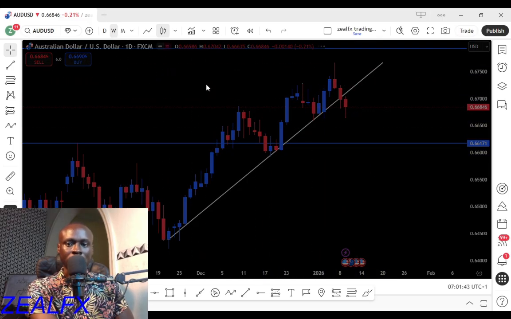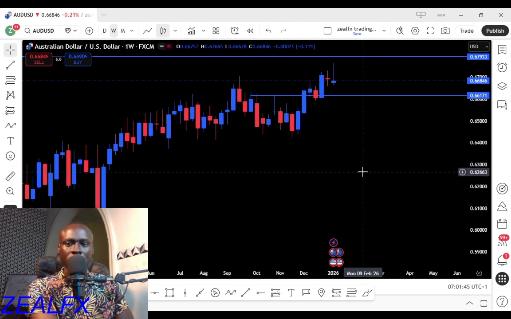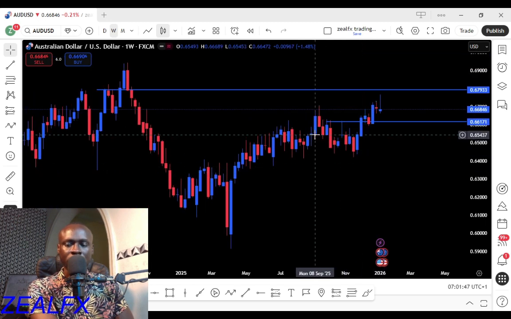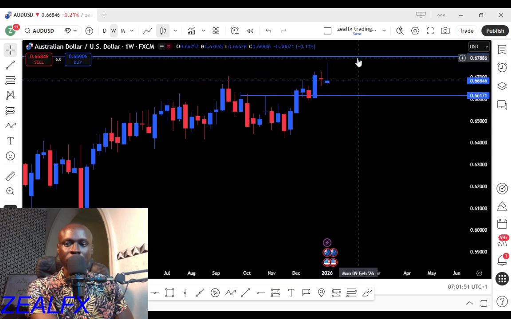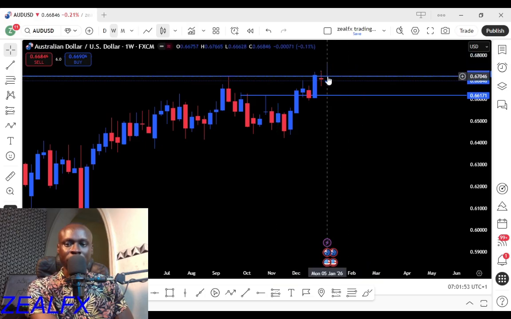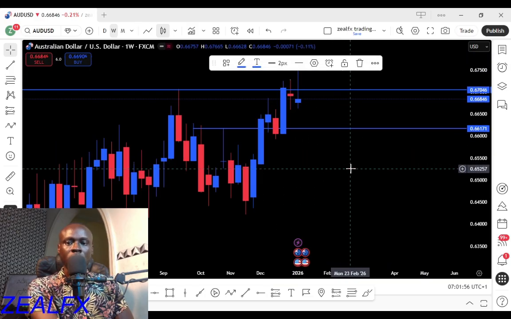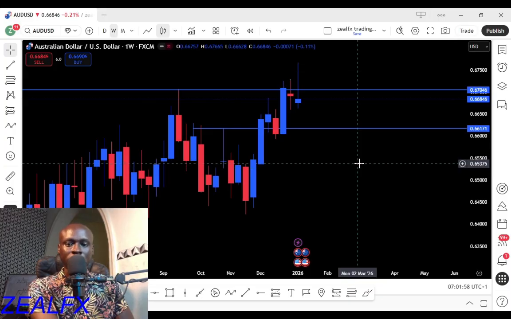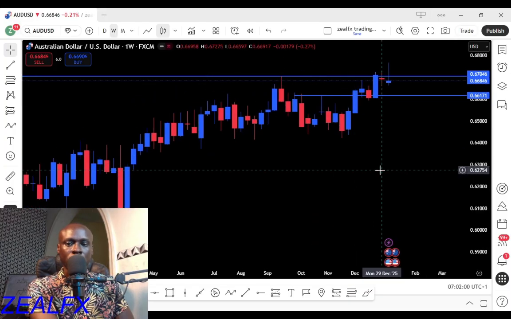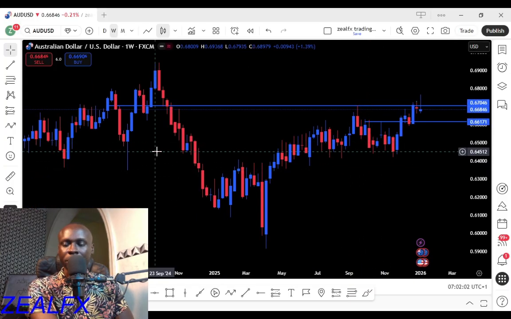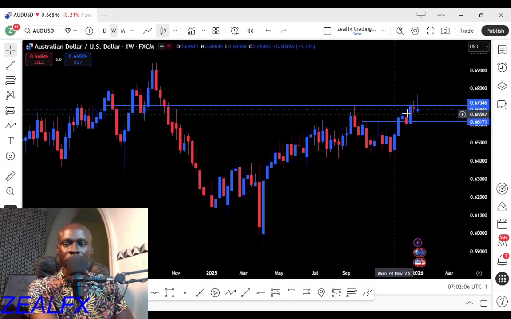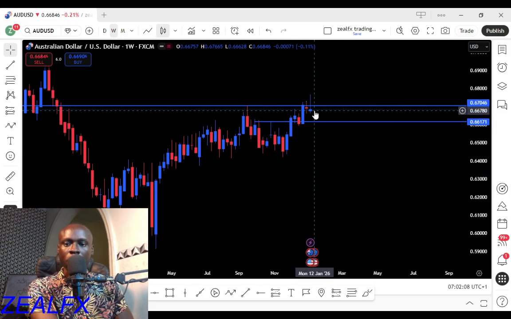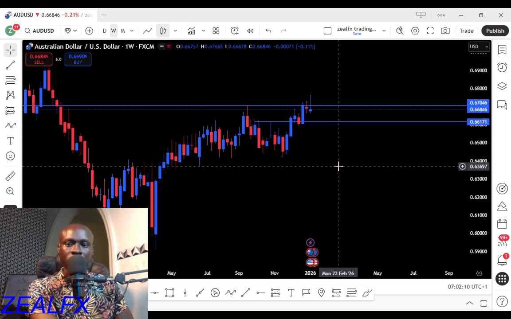Let's go to our weekly chart. On the weekly chart, you can also see that price rejected from this weekly resistance level, which also indicates a bearish trend for the Australia USD. So we expect more of a bearish trend this coming week on Australia USD. The long price rejection from this resistance level indicates more of a sell opportunity for the Australia USD.